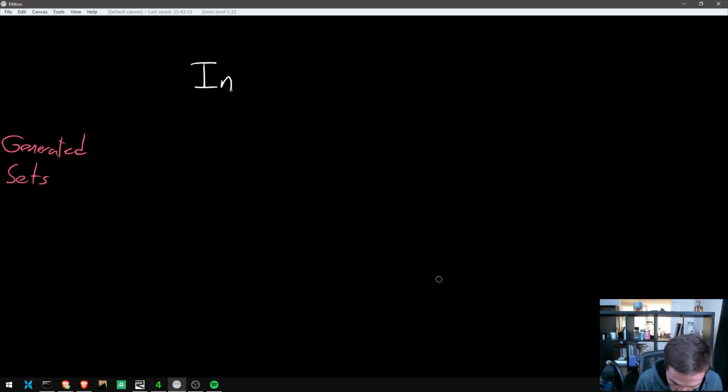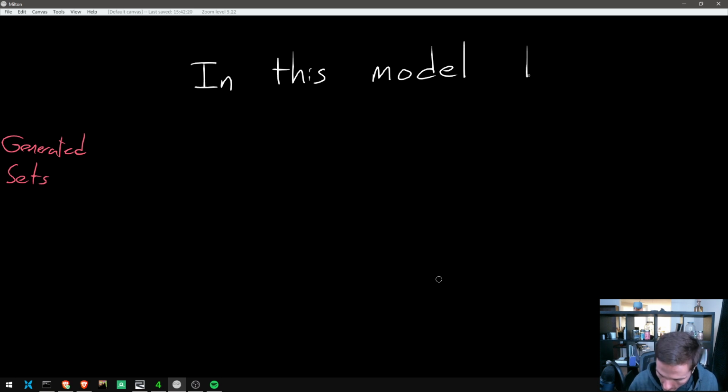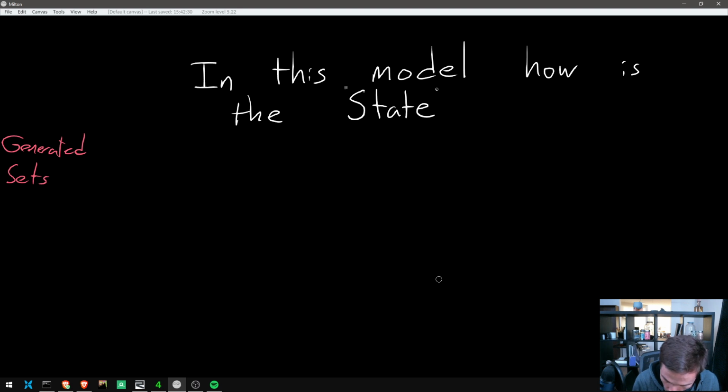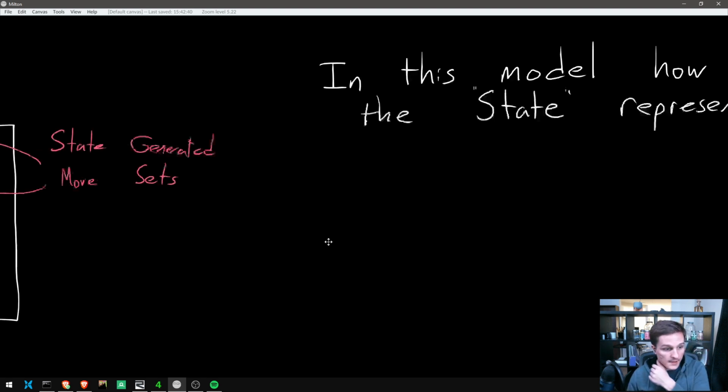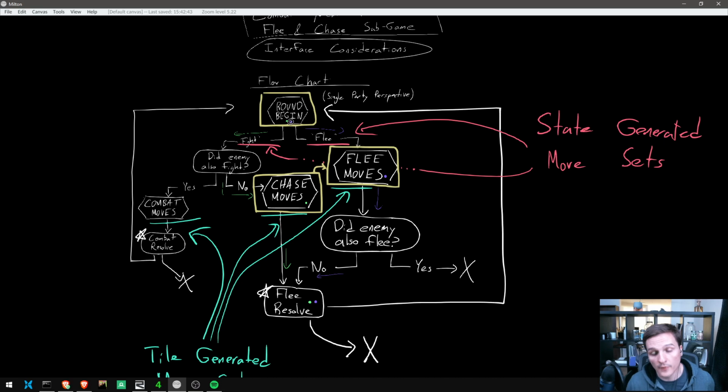In this model, how is the state represented? So the state is a set of parties that are flowing through the system paired up with which state node they are in the flowchart.